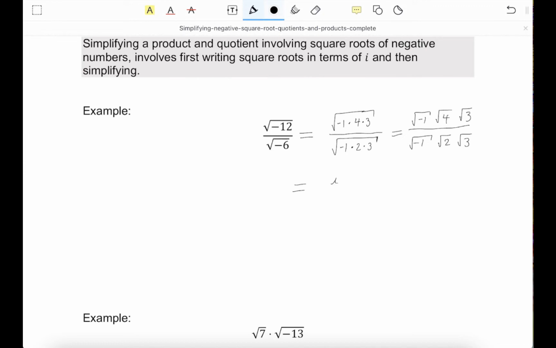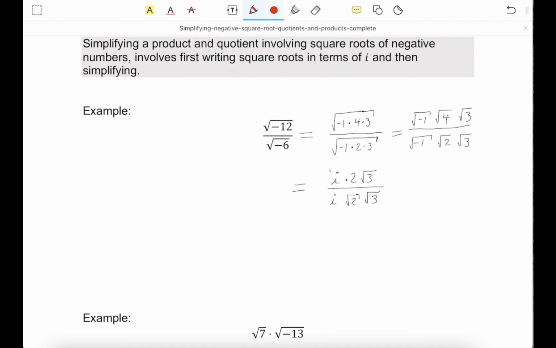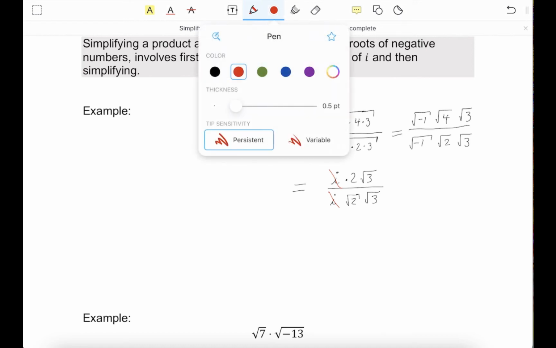Now this is just i times 2 times the square root of 3 all over i times the square root of 2 and the square root of 3. Now that I have it in terms of i, I can simplify. We can cancel these i's out. i over i will just give us 1. 1 times anything is anything.